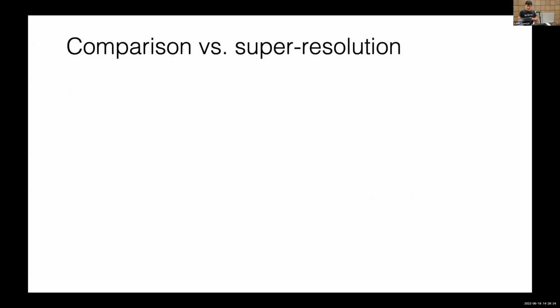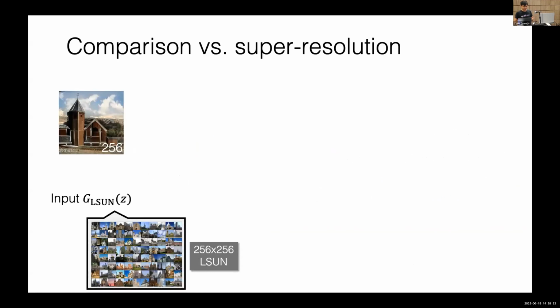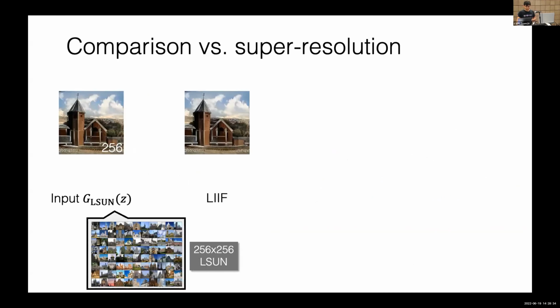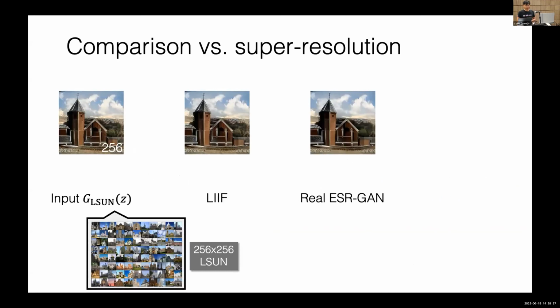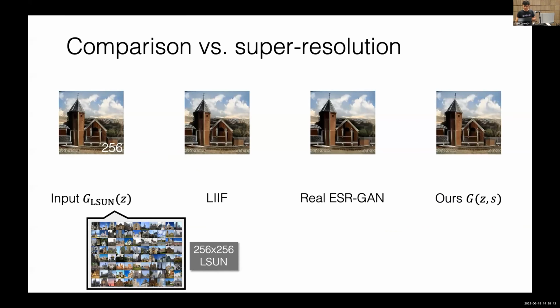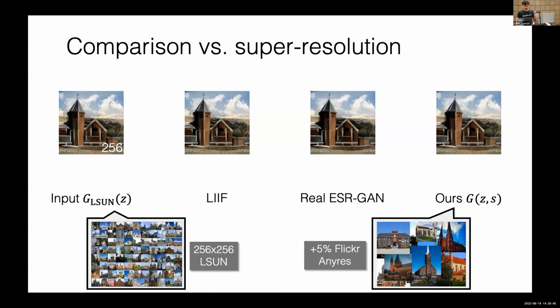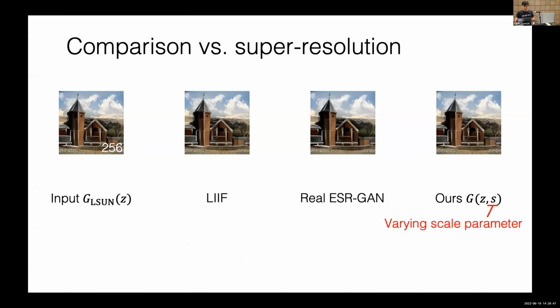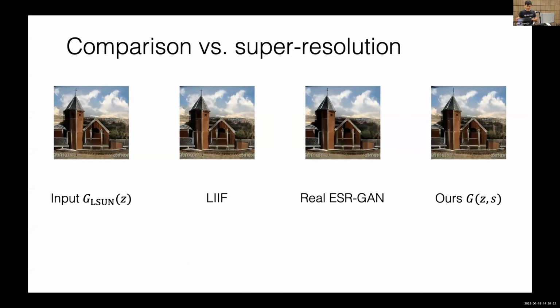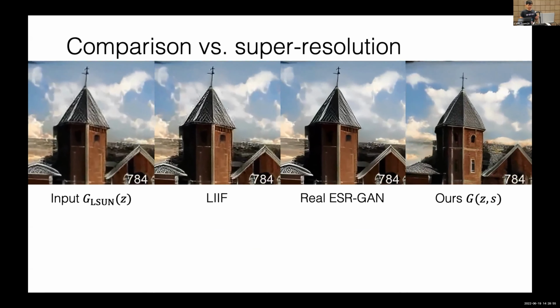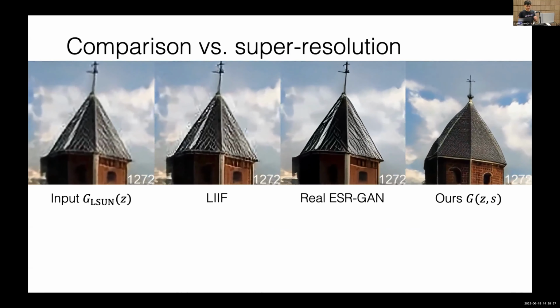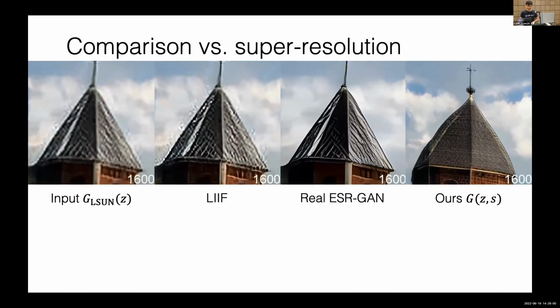So we can show a comparison versus super resolution. One way of getting potentially a high resolution GAN is you can take a low resolution GAN trained on LSUN at 256, for example, and put them through super resolution algorithms off the shelf. So we show a comparison to those compared to our method, which again has just about 5% of high-res data sprinkled in. Here we're going to be varying our scale parameter in order to zoom in to our network. So we're going from 256 up to, I believe, 1600. So this is about a 5x zoom in, which is pretty extreme.